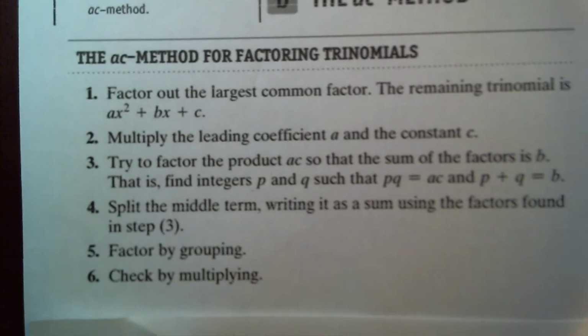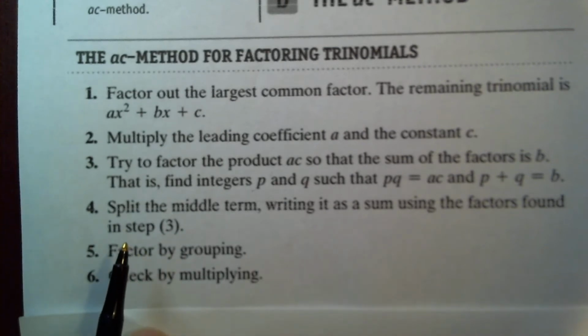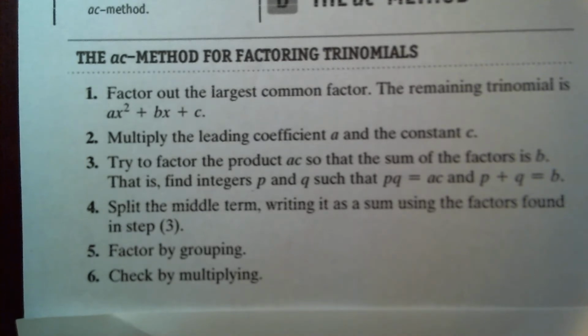And then step 6, check by multiplying. Step 6, of course, is optional. And if you're totally sure that you're correct, then you don't have to do it. But I would highly recommend you do it, at least in the beginning, and to practice multiplying polynomials. So anyways, these are the 6 steps, and we'll be using those 6 steps every step along the way when we do examples here now.